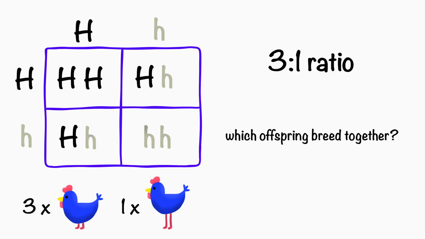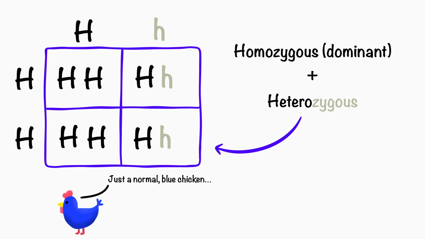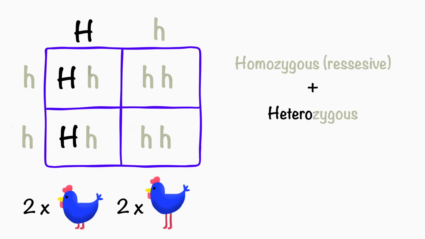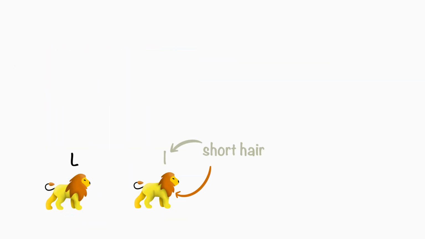Now, if 2 of these offspring breed together, what happens in the next generation? It depends on which offspring breed together. If a homozygous dominant breeds with a heterozygous chicken, all their offspring will be normal. On the other hand, if a heterozygous chicken breeds with a homozygous recessive chicken, half their offspring will be normal and half will have long legs. Let's look at another example.